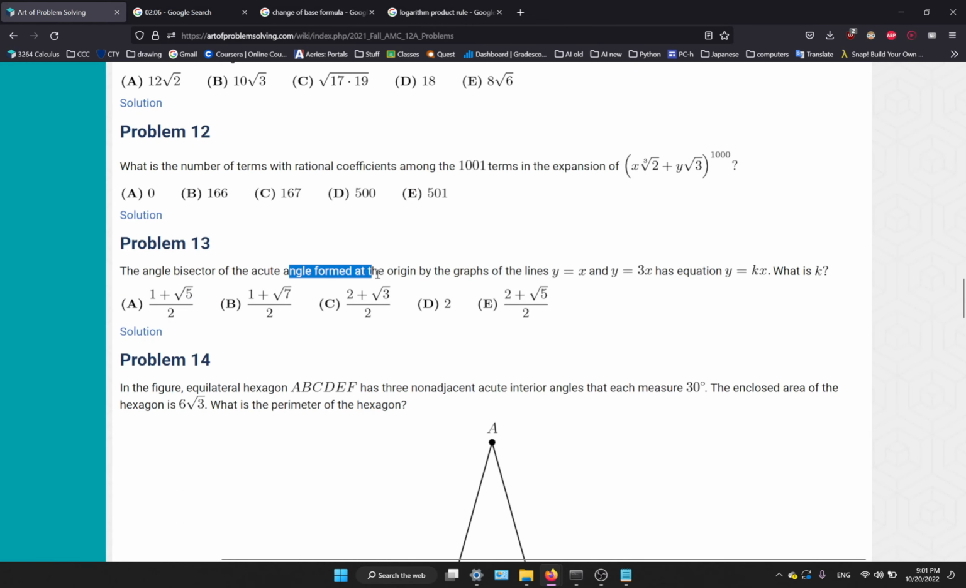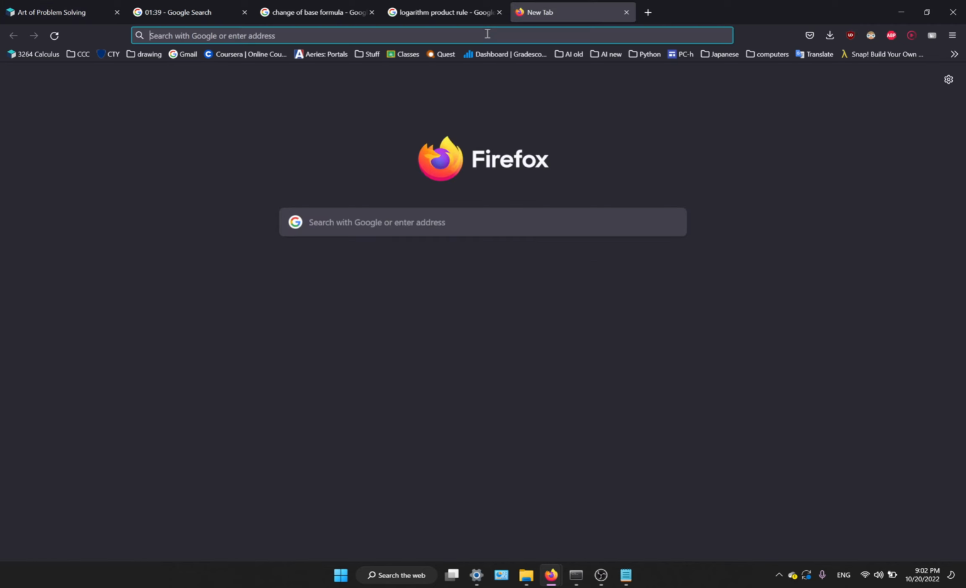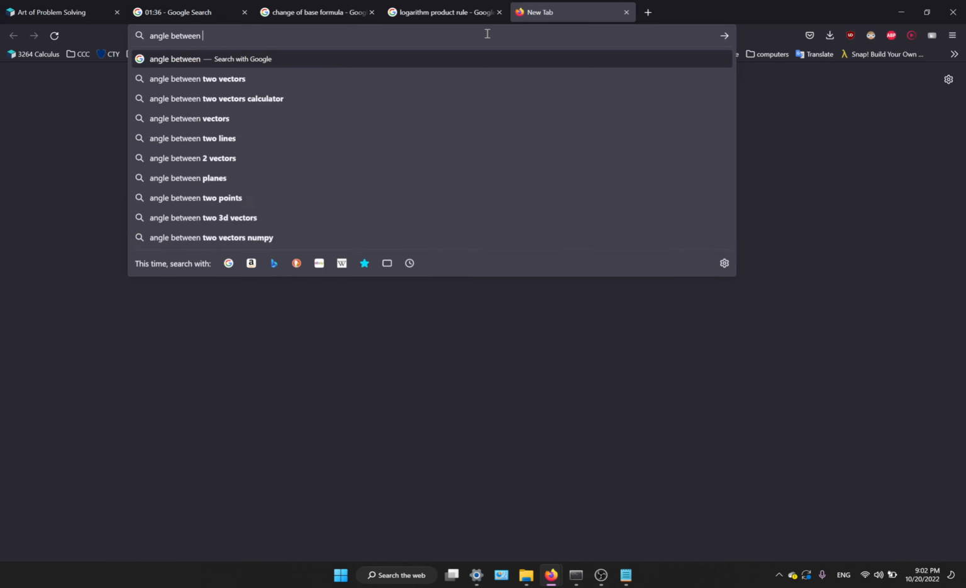Angle bisector of the acute angle formed at the origin of the lines y equals x and y equals 3x. Let's draw this out. Oh my god. Has line equation y equals kx. What is k? No, there's a way to do this with vectors and I forgot. It's cheating. Angle between vectors.